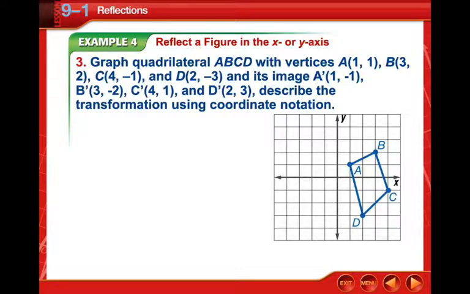actually I have to write, not draw lines. A was at (1, 1), to A prime at (1, -1). So you can see that our x value stayed the same, the y value changed sign. B was at (3, 2), B prime at (3, -2), same deal, the y value changed sign.